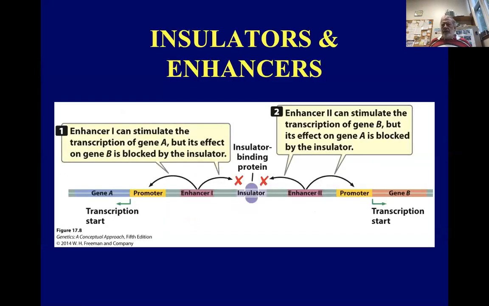Now, associated with enhancers are these sequences called insulators, for an insulator binding protein. And so this shows you that enhancer 1 only can regulate gene A and it's blocked from regulating gene B. Enhancer 2 can only regulate gene B and can be blocked from regulating gene A. So these enhancers can be not only tissue specific in their regulation effects, but also gene specific in their regulation effects.